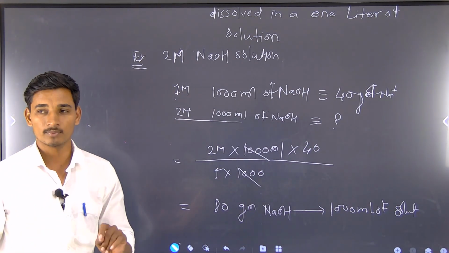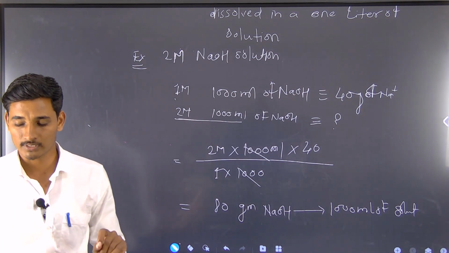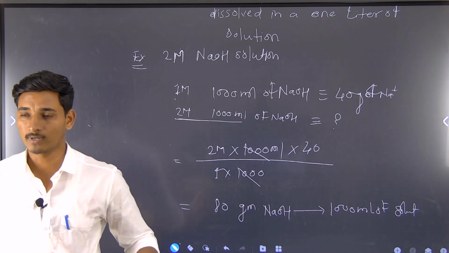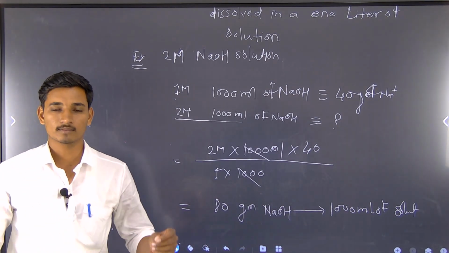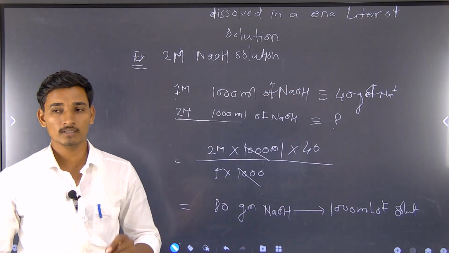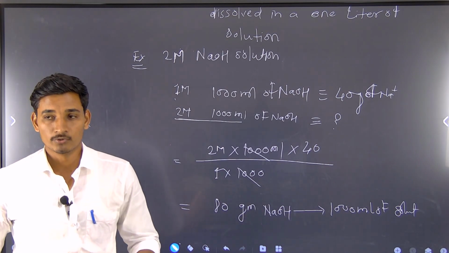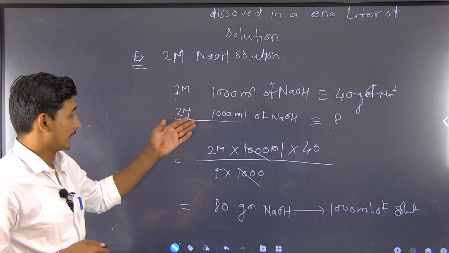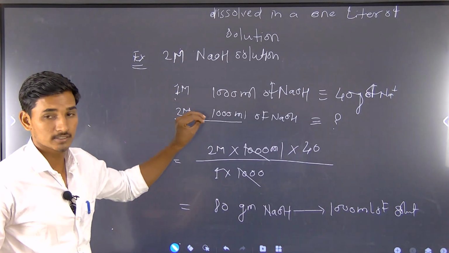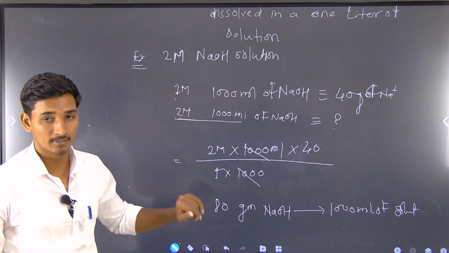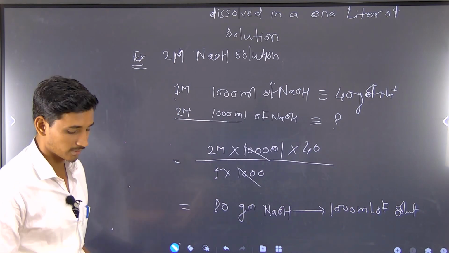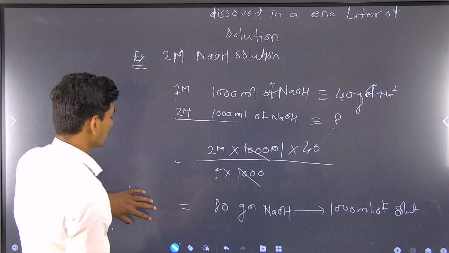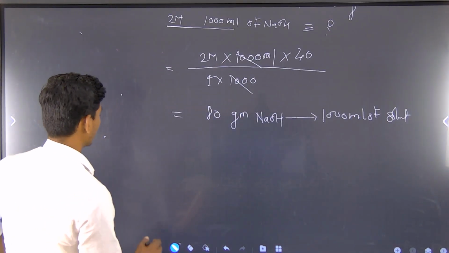So again I will repeat the concept. Molar concentration is denoted by capital M, and it is nothing but the number of moles of solute in 1 liter of solution. This is the general method for calculating the molar concentration of any chemical compound. Here we will take some other examples.